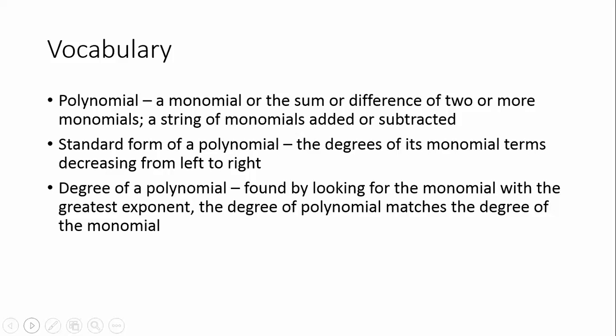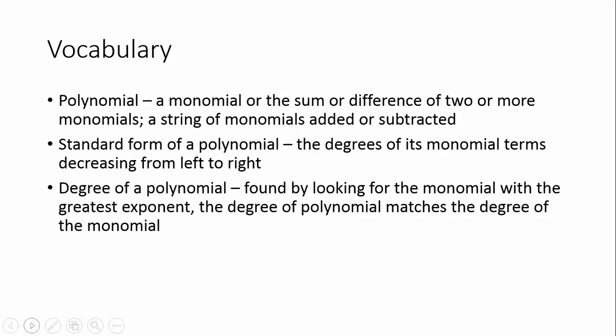Some more definitions. We have a polynomial, which can be just a monomial or the sum or difference of 2 or more monomials. Essentially, it's a string of monomials added or subtracted. So a polynomial now consists of several monomials being added together or subtracted from one another. A polynomial is in standard form when the degrees of its monomial terms are decreasing from left to right.